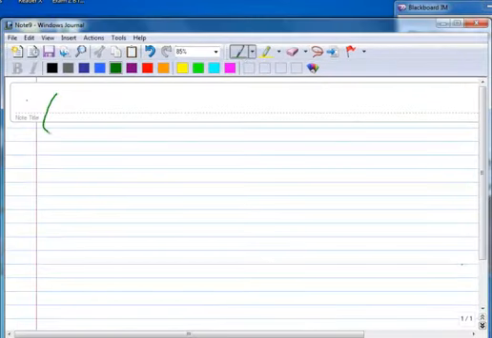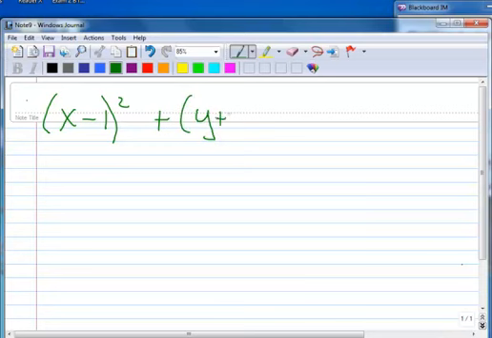Okay, let's start with this equation. (x minus 1) quantity squared plus (y plus 2) quantity squared equals 3. And what we want to do is convert this from standard form to general form. So let's first start by expanding these two binomials.